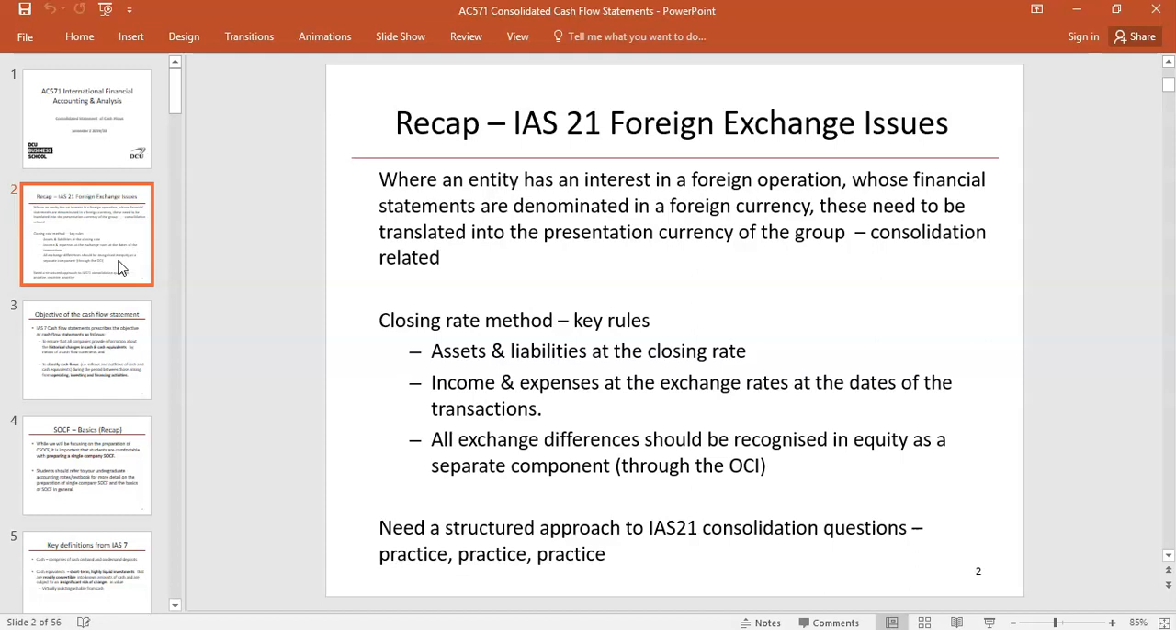And you have four main exchange differences, one to do with net assets, one to do with translating profits, one to do with retranslating goodwill, and one to do with retranslating fair value adjustments. So it's important to practice those. That's probably the hardest area in terms of advanced consolidation. And the last one we move on to now is IAS 7, statement of cash flows.